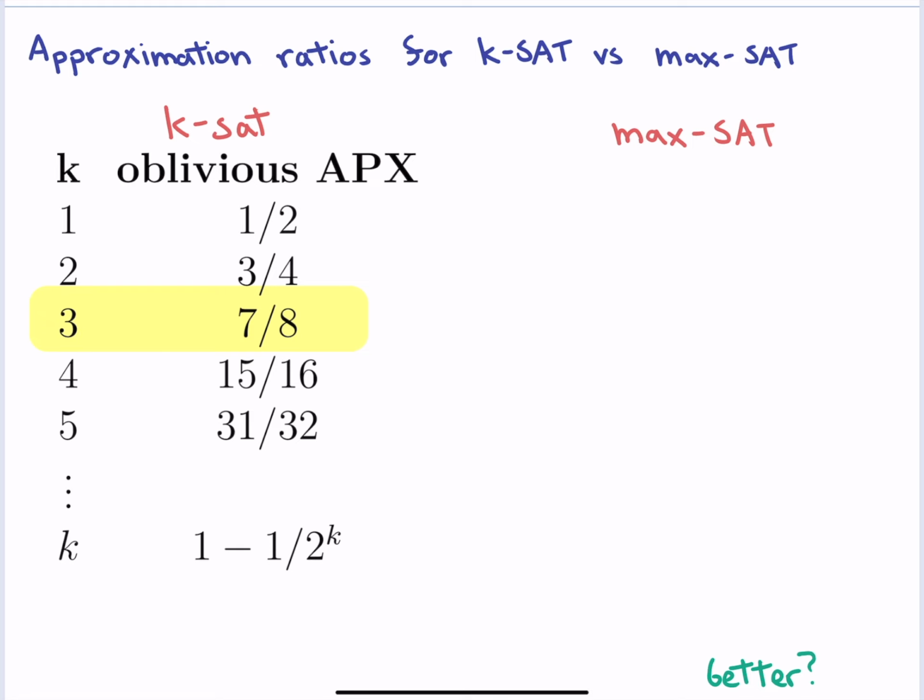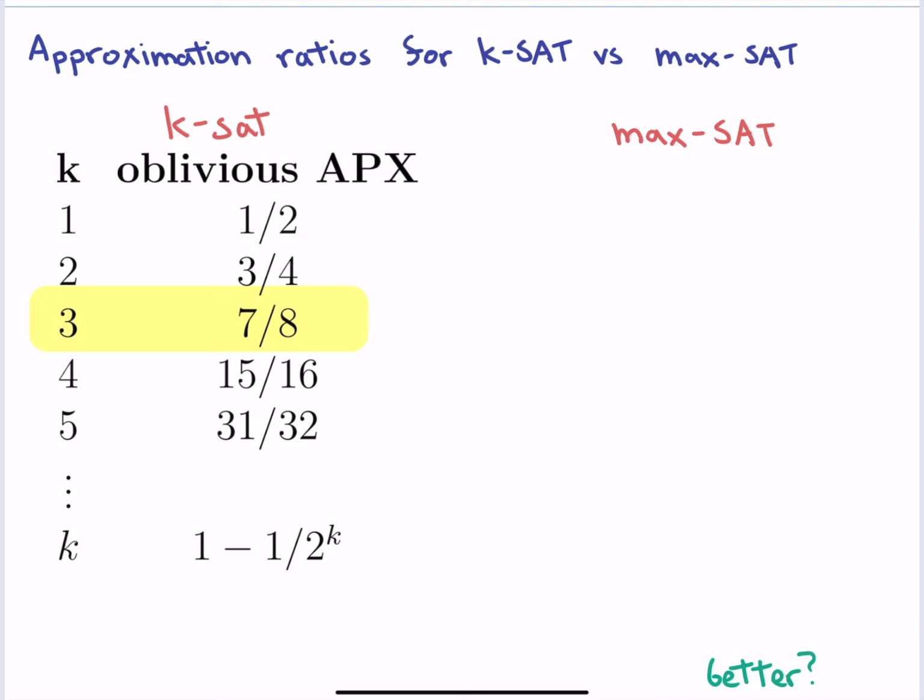If it was 4-SAT with 4 variables, x1, x2, x3, x4, I would have to get 4 tails for it not to be satisfied. So the odds of satisfying something goes up from 7/8 to 15/16, if I did that correctly, right? So the approximation ratio goes up to 15/16, and so forth.